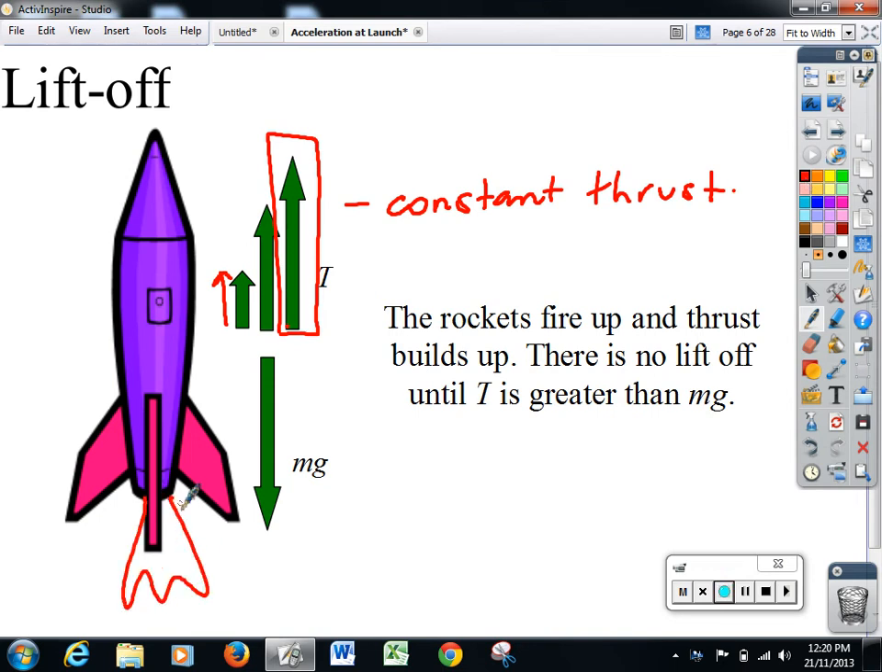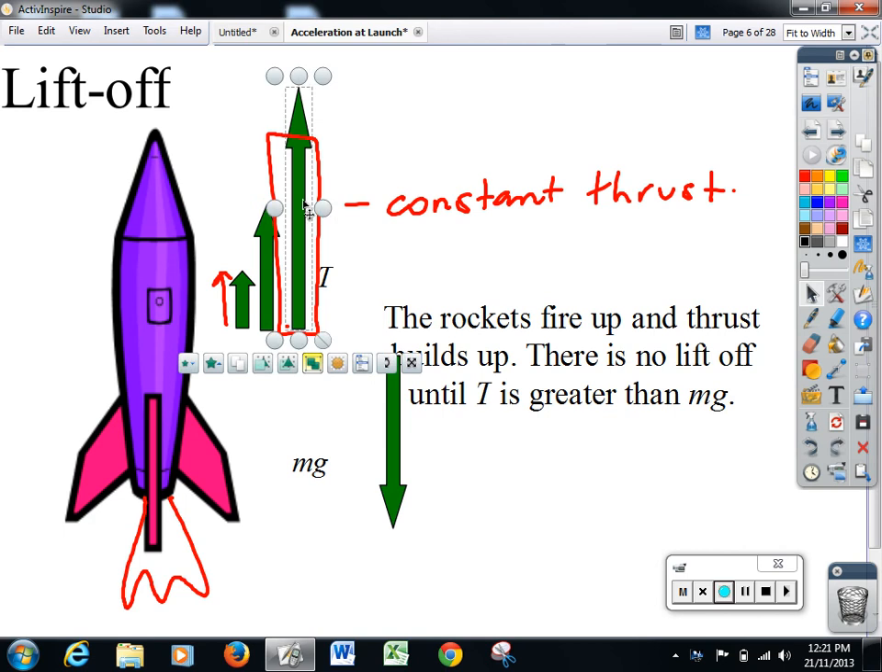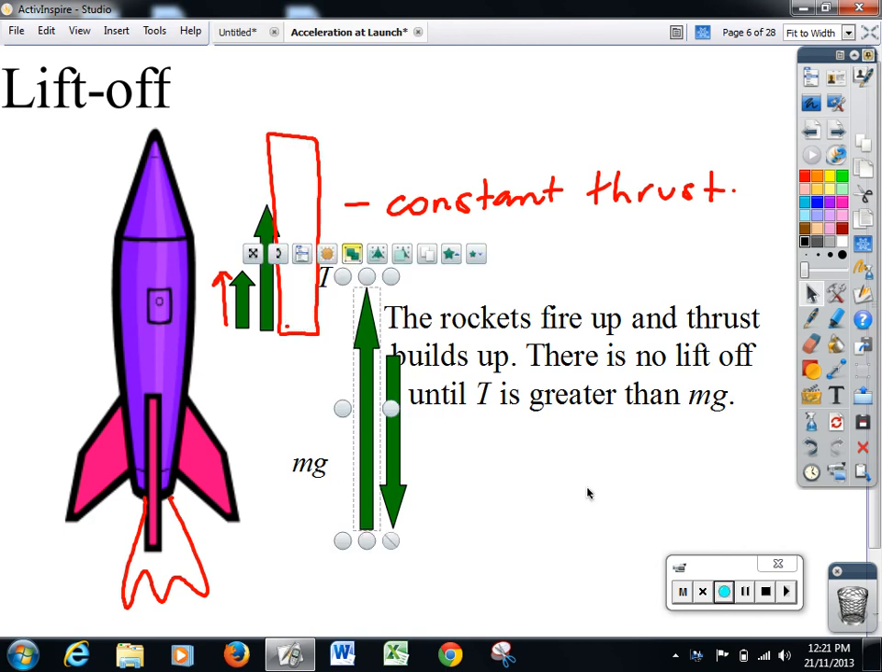So eventually, we get thrust building up there, and when the thrust value here is the same as the weight value here, that is the moment where the rocket is hovering just above or on the launch pad. Once the thrust value, once this one here gets larger than the weight value, then the rocket starts to move upward.